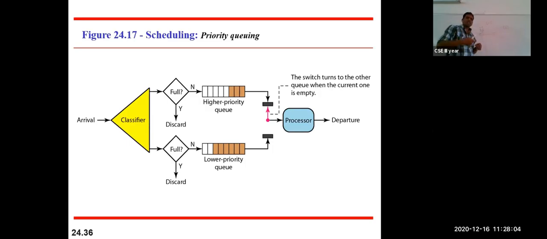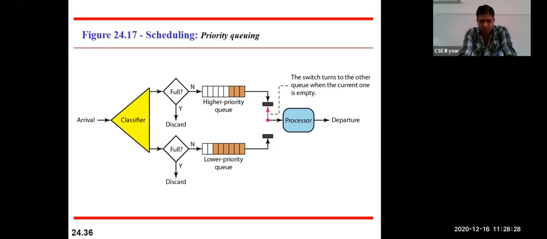A high priority packet is put into a separate queue. A low priority packet is put into a separate queue. There will be two queues: a high priority queue and a low priority queue. Every high priority packet is put into high priority queue. Low priority packet is put into low priority queue. Can you see this there?